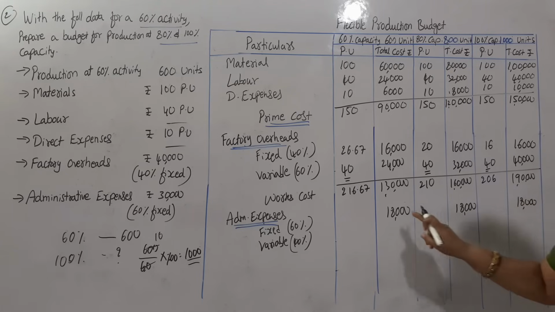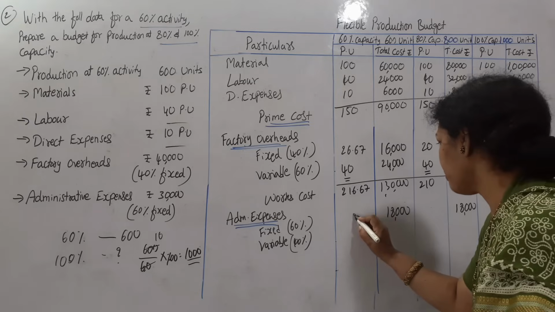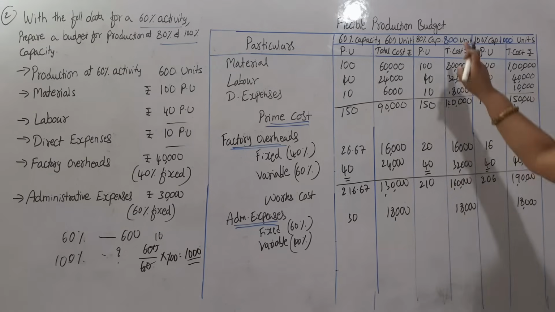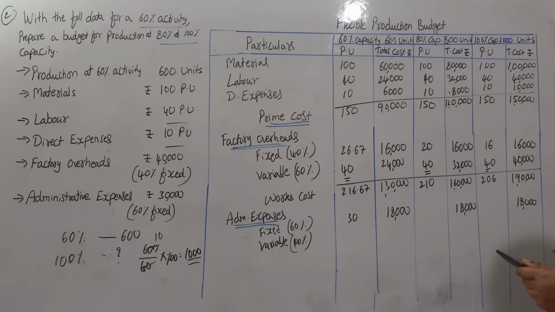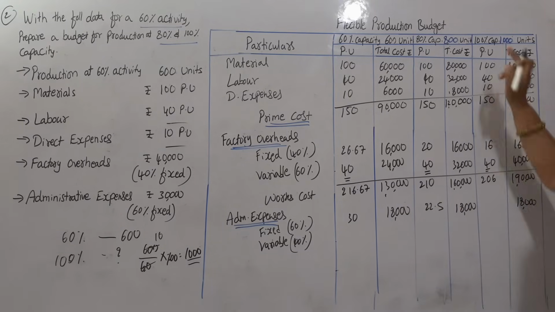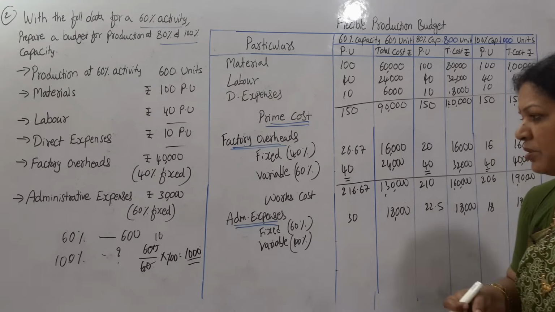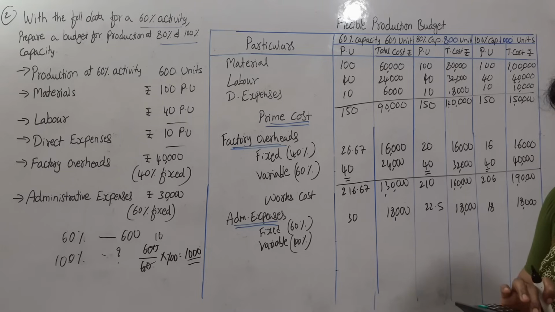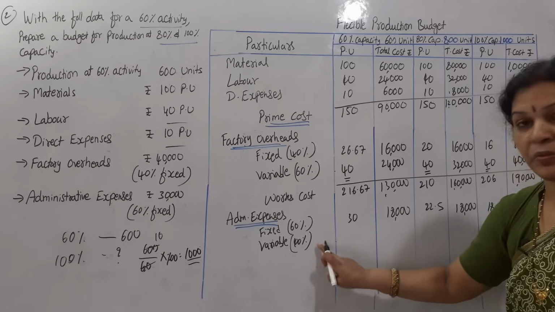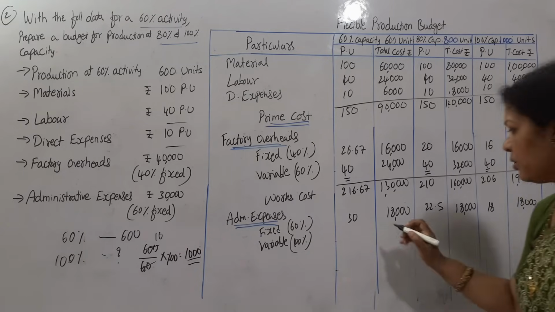To know fixed cost per unit, 18,000 divided by 600, 30 rupees per unit. 18,000 divided by 800, 22.5. 18,000 divided by 1,000, 18. Okay, this is fixed. Now coming to the variable. 60% is over. Now variable is 40%. 30,000 into 40%, it is 12,000. Okay.